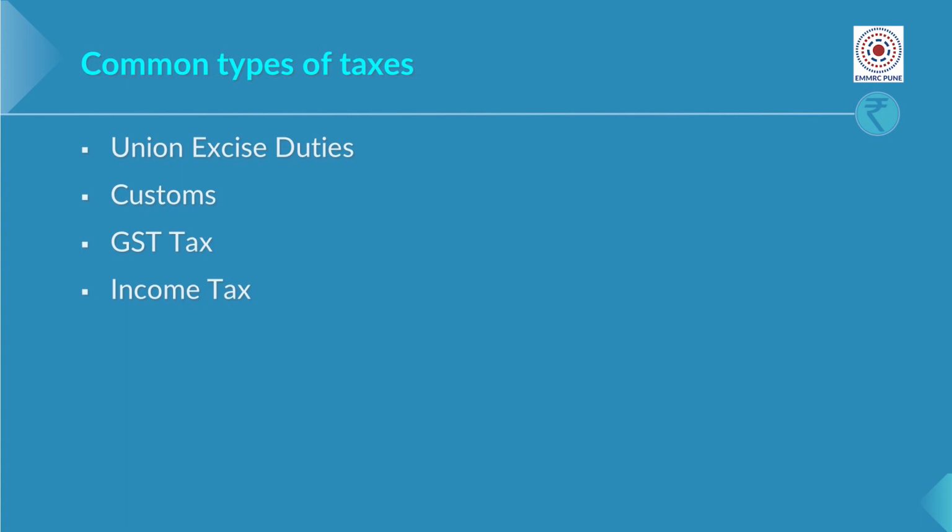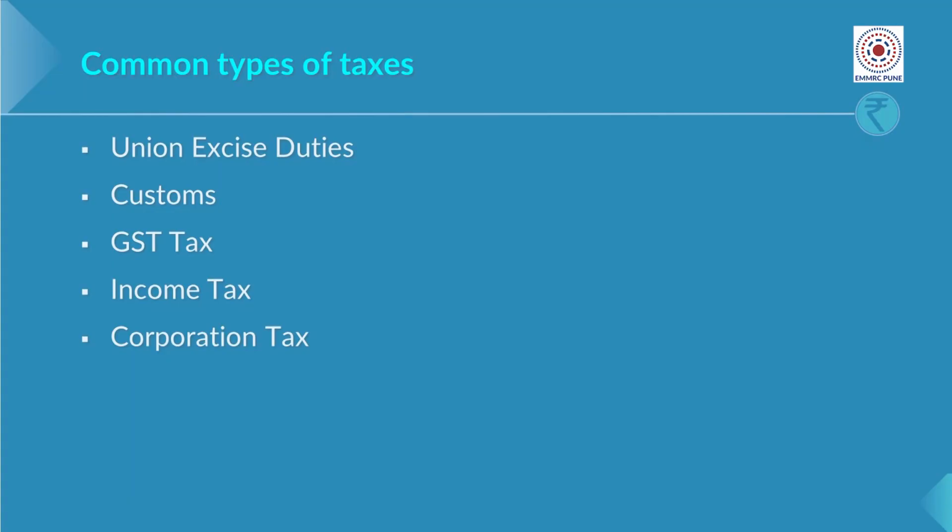Income tax. This is a tax levied on the income earned by individuals and businesses in a financial year. It is collected by the central government and is based on progressive rates, which means that higher income earners pay a higher tax rate than the lower income earners. Corporation tax. This is the tax levied on the profit earned by companies in a financial year. It is collected by the central government and is based on flat rates, which means that all companies pay the same tax rate regardless of their sizes or sectors.